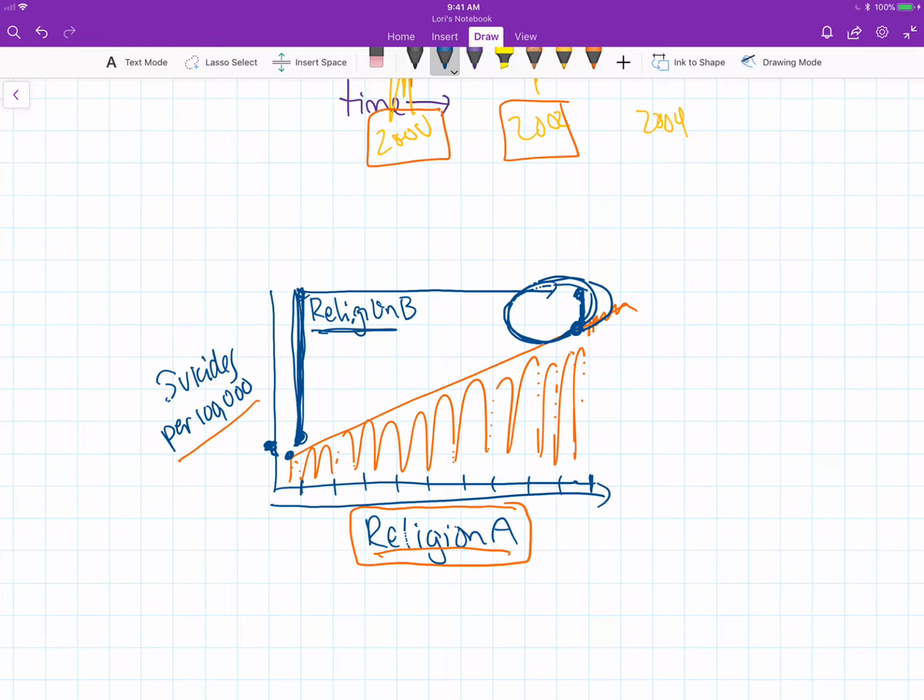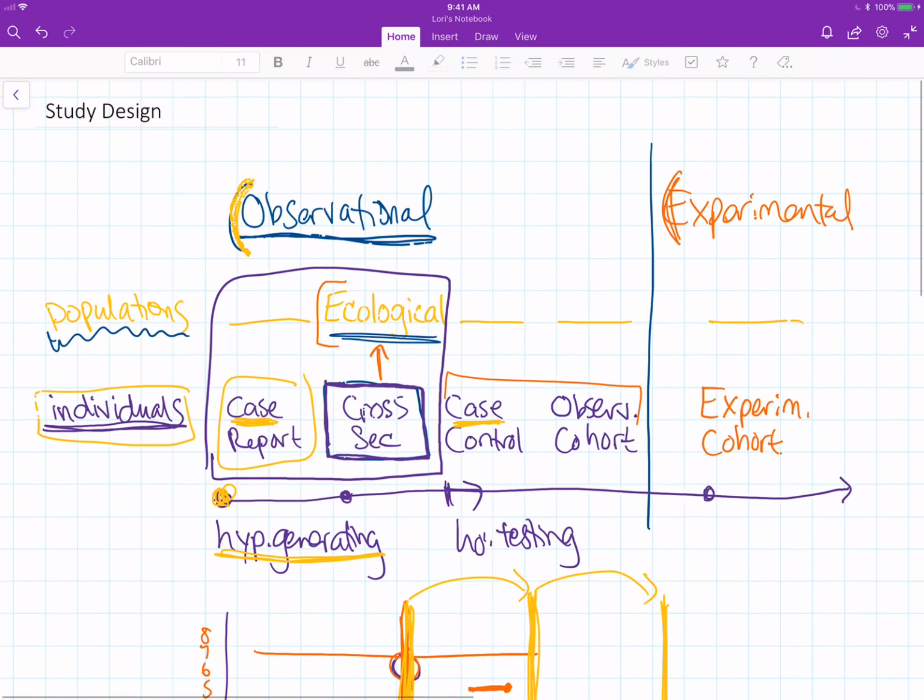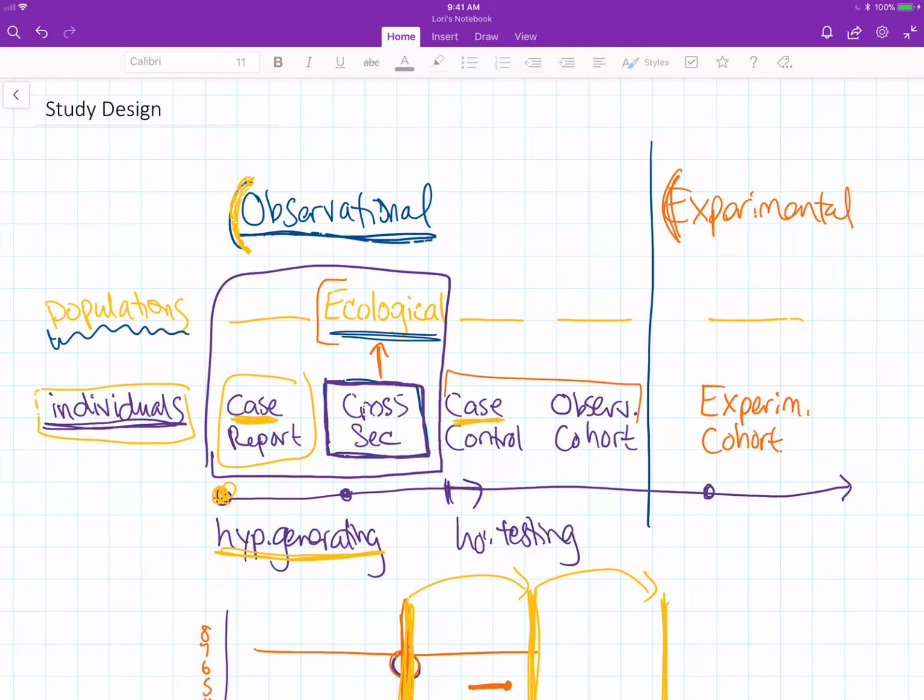And so you can see just because on the population level there's a positive correlation between religion A and suicide, on the individual level that relationship is actually the exact opposite. So as you have fewer people, it's not a positive association between religion A and suicide. It's an inverse or a negative relationship between religion B and suicide because of that social isolation issue. So that is my example on ecological studies and why we have to be really, really, really careful about drawing conclusions on the individual level when we're using population level data.